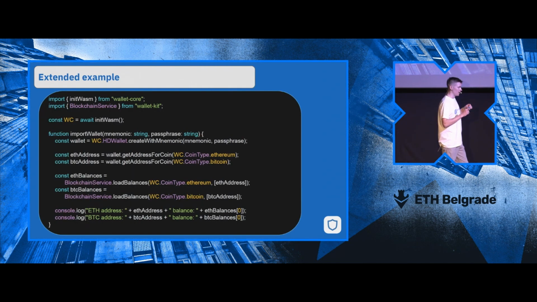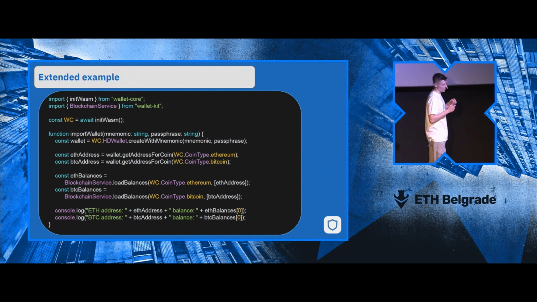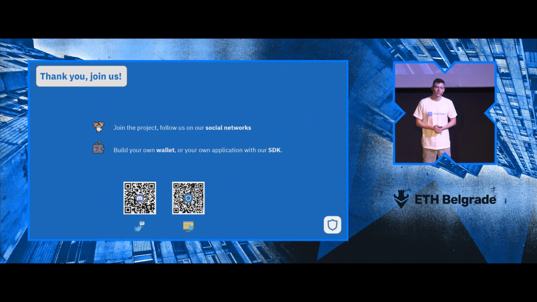The last example today. It's completely enough to develop a multi-chain wallet by using only Wallet Core and Wallet Kit. So we work with the addresses for Bitcoin and Ethereum and then query the balances for them. And it's easy.